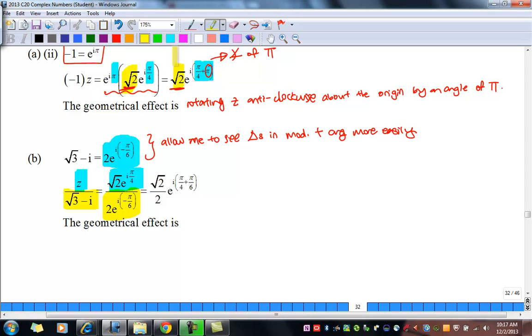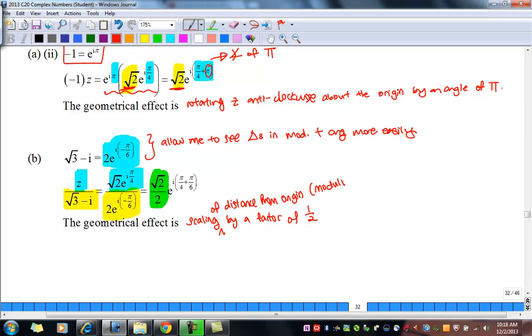Then what is the transformation here? Well, I can see that the modulus has now changed, so it's no longer a pure rotation. There is some element of scaling involved. In fact, the new modulus is √2/2. The original modulus was √2. So my modulus is now reduced to half of the original. So it is a scaling by a factor of half, not just a scaling, but a scaling of the distance from the origin. Okay, which means modulus basically.